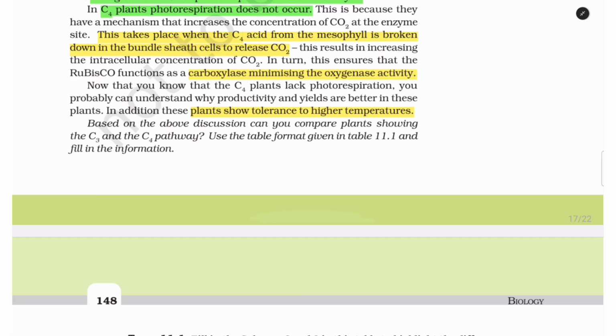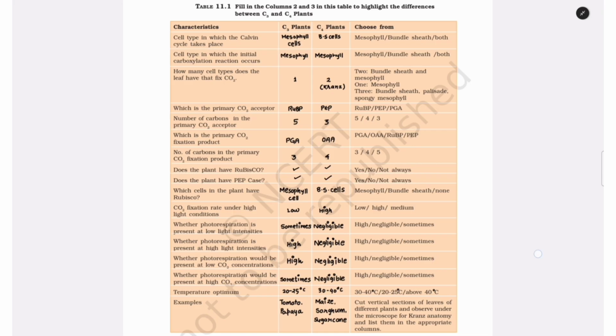Now that you know that the C4 plants lack photorespiration, you probably can understand why productivity and yields are better in these plants. In addition, these plants show tolerance to high temperatures. Based on the above discussion, can you compare plants showing the C3 and the C4 pathway? Use the table format given in table 11.1 and fill in the information.